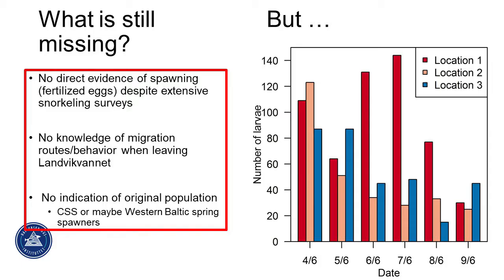What is still missing is that we have no direct evidence of spawning in this area. I have been snorkeling quite a lot, but I haven't found any fertilized eggs. We don't know anything about the behavior or migration patterns of those three populations when they leave the area, and we still have no indication about the origin of Landvik herring. But we have now found, in two continuous years, larvae or newly hatched larvae within Landvikvannet. So we're getting closer to an indication that there is spawning in Landvik.